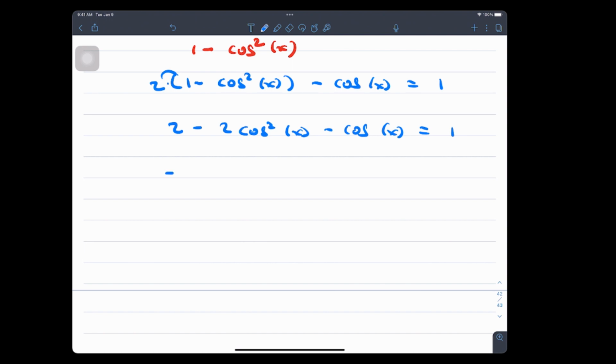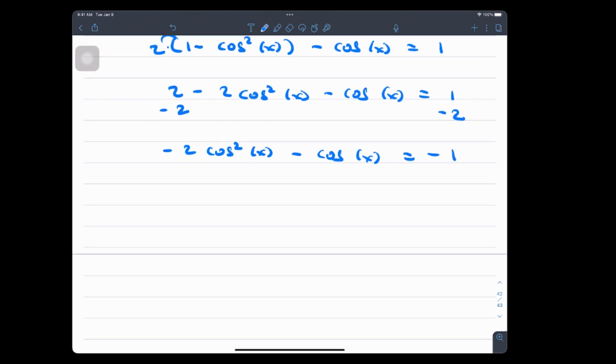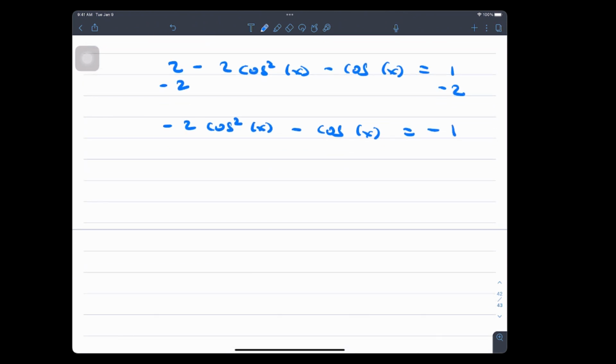Okay, so now let me subtract 2 from both sides. You guys can see what I'm going to get here. If I subtract 2 from both sides, I get minus 2 cosine squared minus cosine equals negative 1 here. Just using some algebra. Okay? So you guys can maybe see where I'm going with this. I'm going to make one side equal to 0 by adding 1 to both sides.